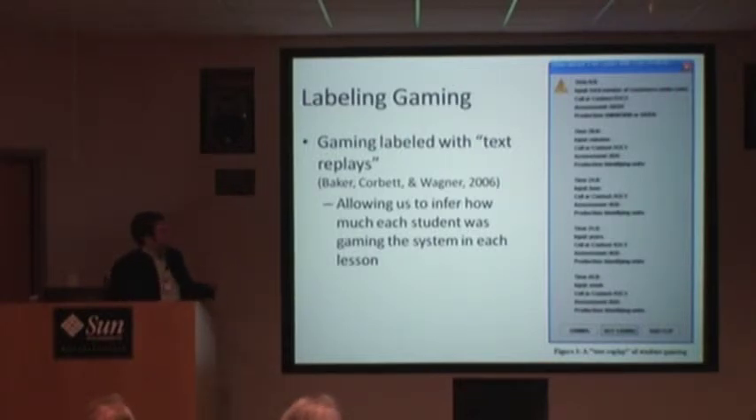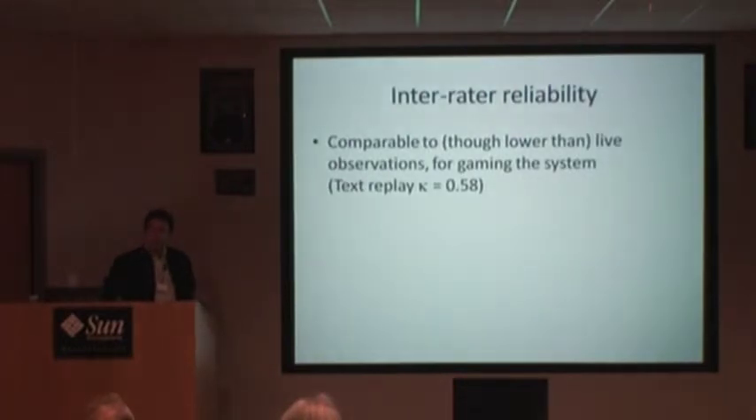And this allows us to infer how much each student was gaming the system in each lesson. Inter-rater reliability is in the 0.6 range. It's decent. Not quite as good as live observations, which, as we looked at before, give in the 0.65 to 0.7 range.